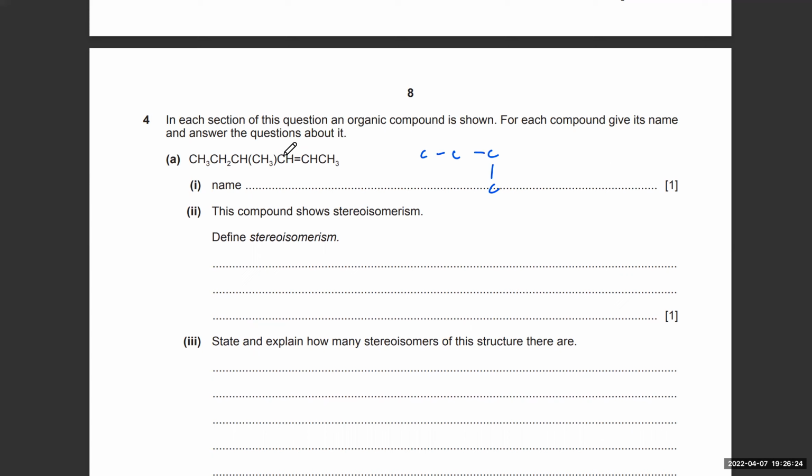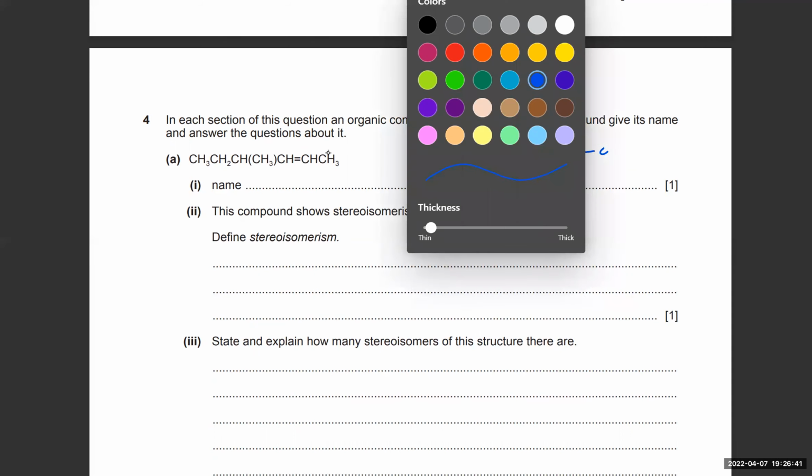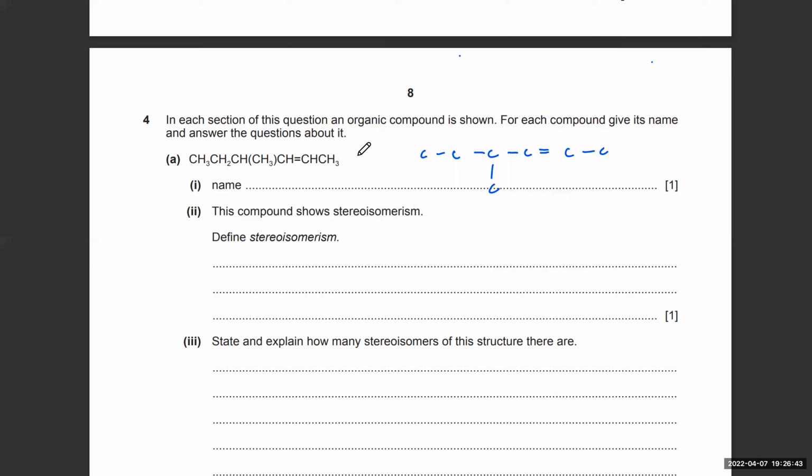Then you have another carbon atom, and that one has a double bond. And after that, you have 2 more carbon atoms. That's another carbon atom and then another carbon atom. So what is the main chain first? What would you call the main chain? Hex-2-ene. So that's going to be hex-2-ene.